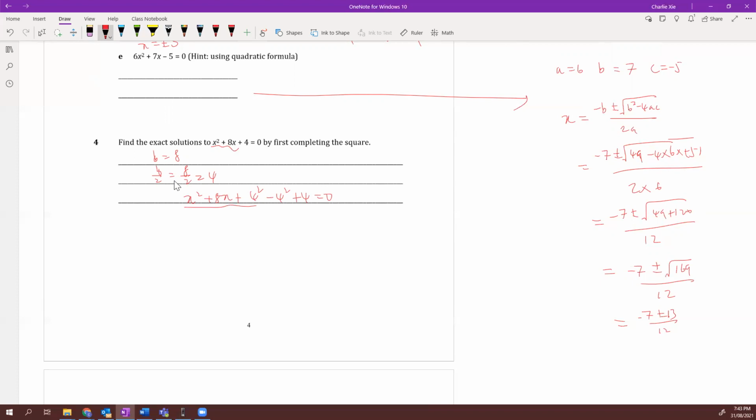And the first 3 terms, that's a trinomial, will make x plus 4 squared. And minus 4 squared, minus 16, plus 4 equals 0. That's x plus 4, bracket squared, minus 12 equals 0. Okay, minus 16 plus 4 is minus 12. All right, and we're going to find the exact solution. To find the exact solution, x plus 4 squared.